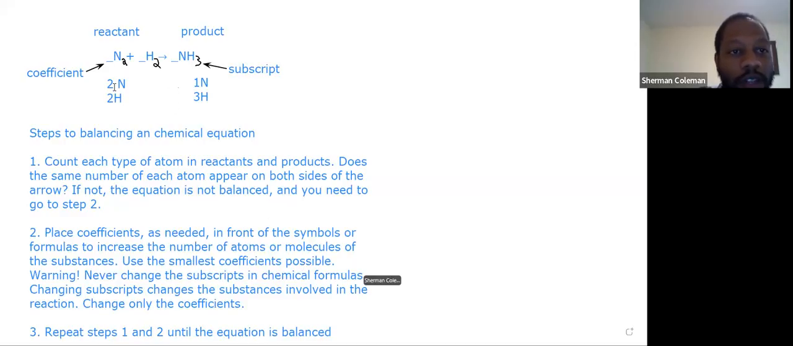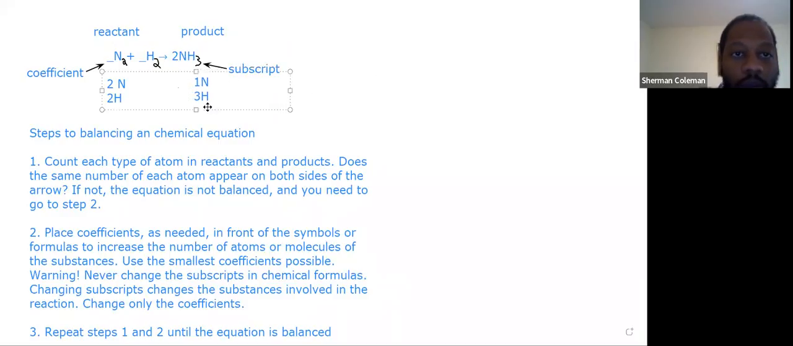So there's 2 nitrogens on the reactant side. So we have to put a number in this blank that's going to make nitrogen equal to 2. And we know that this subscript for nitrogen is 1. So what times 1 equals 2? We know that 2 times 1 is equal to 2. So we're going to change this coefficient to 2.